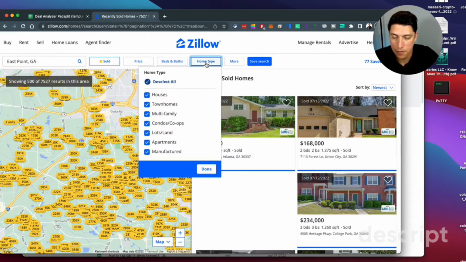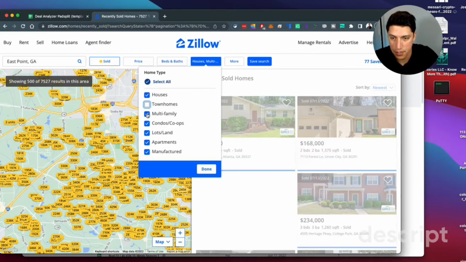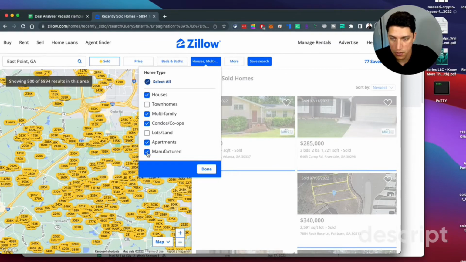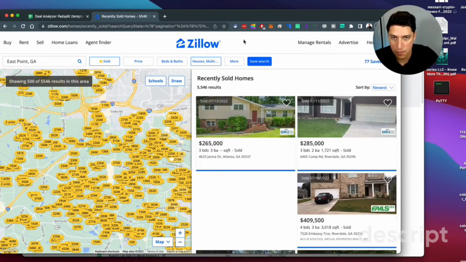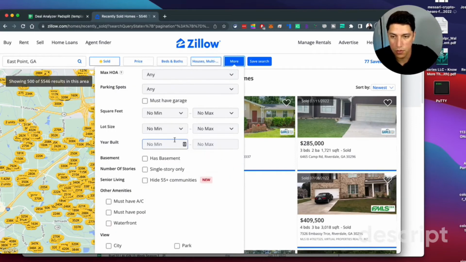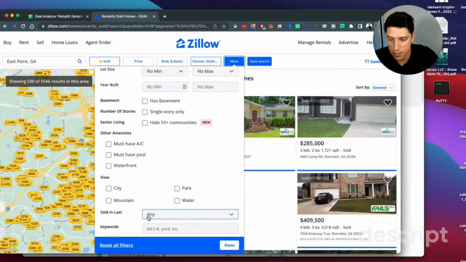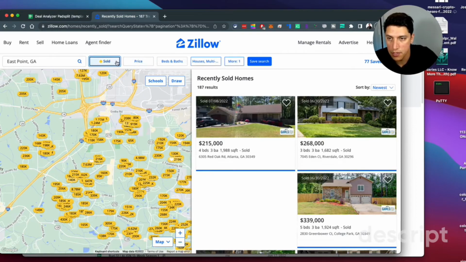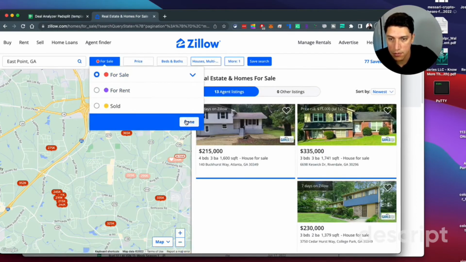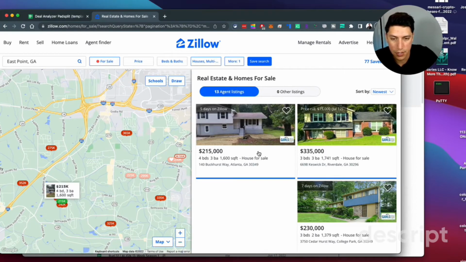And you go to home type. If you're in Zillow, this is what you're doing. You can do this. Go to more. So specifically in keywords, I'll type in split level and hit done. This is like one search that I do. Go to for sale, and you can start to see these different properties.